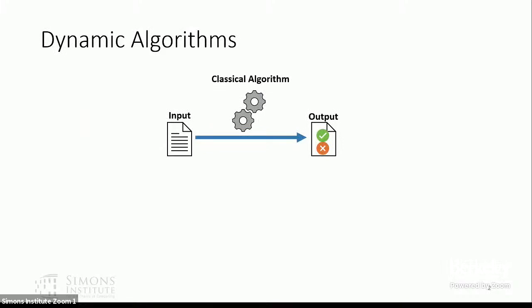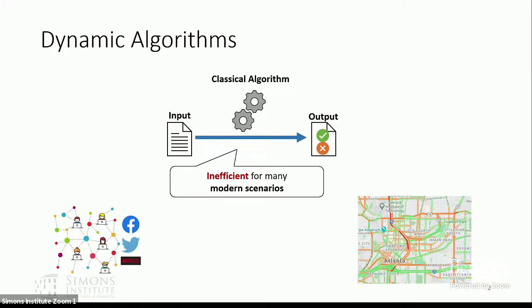So usually when we talk about algorithms, we use the following model. We receive some input, then using the algorithm, we perform computations, and eventually we receive an output. But this classic model of computation can be really inefficient for many modern scenarios, because what happens in the real world? Well, our input can change over time.